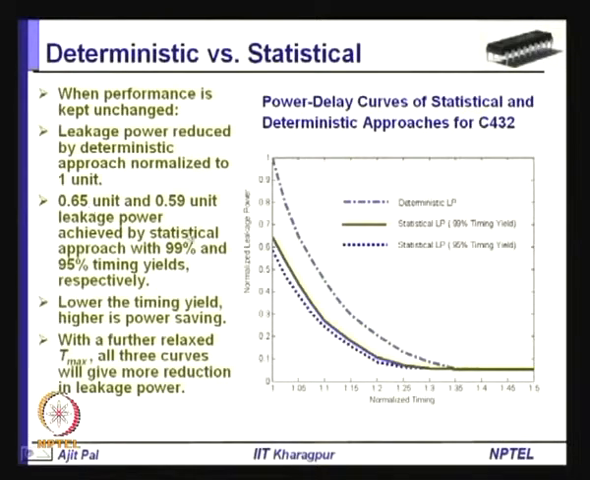Now, you can see 0.65 unit or 0.59 unit leakage power is achieved by the statistical approach with 99% and 95% timing yield respectively. Here, this point corresponds to 0.65 and this point corresponds to 0.59. So, this is the statistical LP, this red line with 99% timing yield, and this one corresponds to statistical LP with 95% timing yield. So, you can see the lower the timing yield, the higher is the power saving.